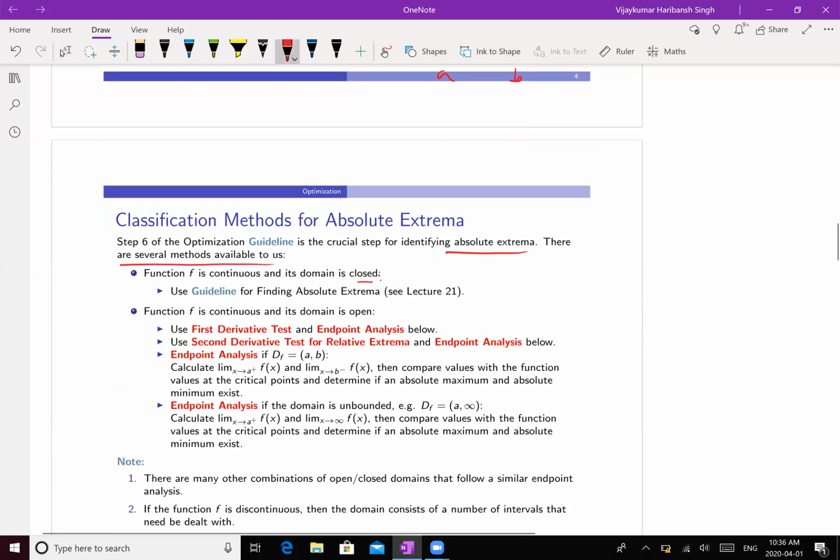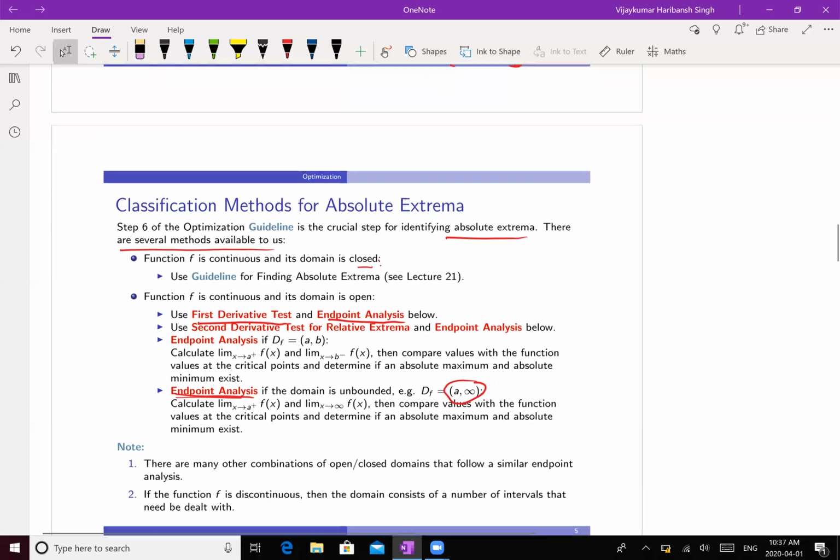Now, case 2: suppose f is continuous and the domain is open. Then use the first derivative test to classify the critical point, and then do the endpoint analysis, which is given below here. So what is the endpoint analysis? If the domain is open or unbounded like this, calculate the limit as x goes to a plus of f of x and the limit as x goes to infinity of f of x, and then compare the values at the critical point and the values obtained here and determine the absolute maximum and absolute minimum if they exist.